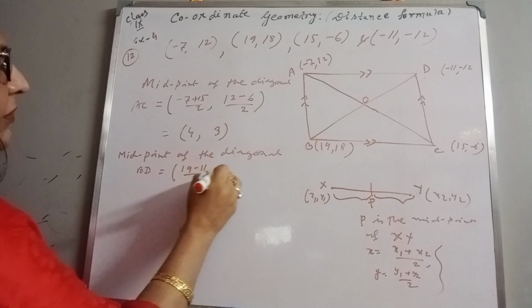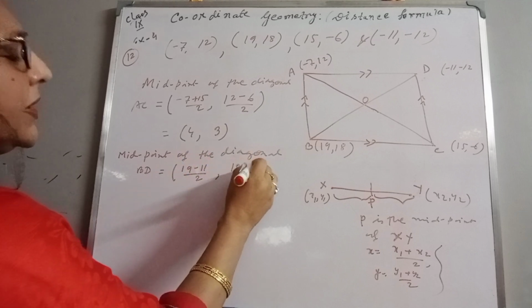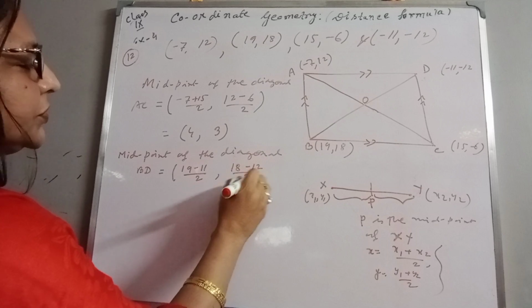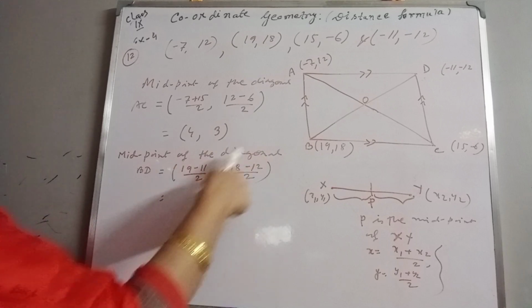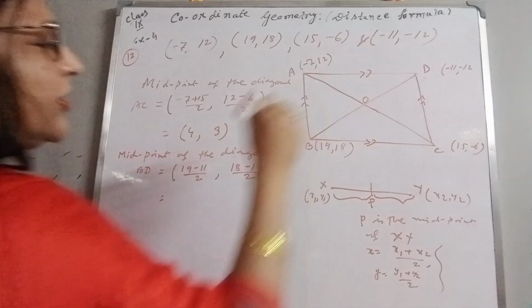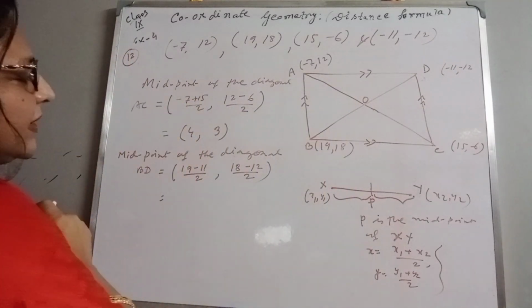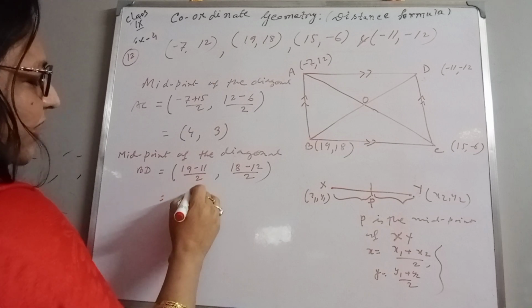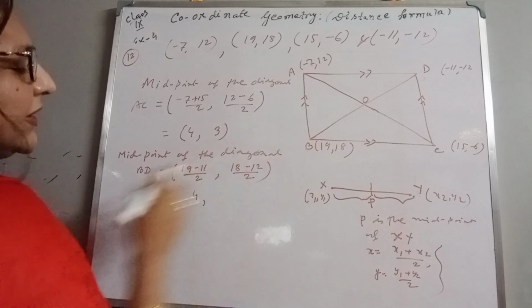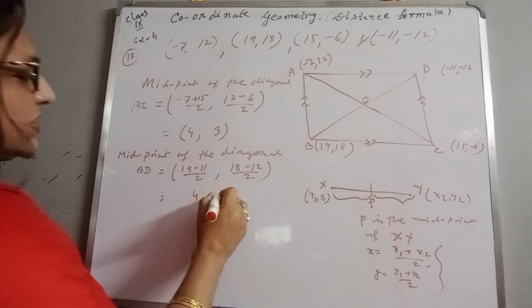(19 minus 11) by 2. 18 minus 12 by 2. x1 plus x2. Here the plus value is minus 11, so 19 plus minus 11 is 19 minus 11, which means only 8. So 8 by 2 is 4. 18 minus 12 is 6. 6 by 2 is 3.